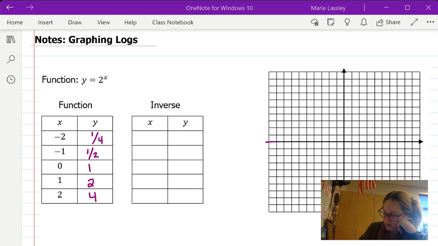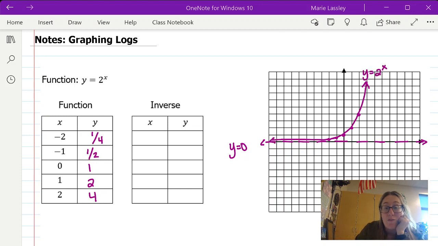We already did this in the exponential functions video, so if you need a refresher, you can always go back and take a look at it. So here's our asymptote, and we've got this point, this point, this point, here, and here. So here's our exponential function, y equals 2 to the power of x.